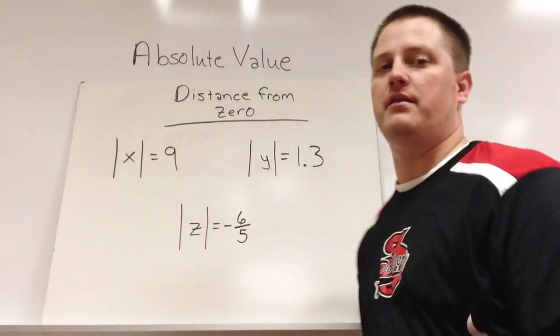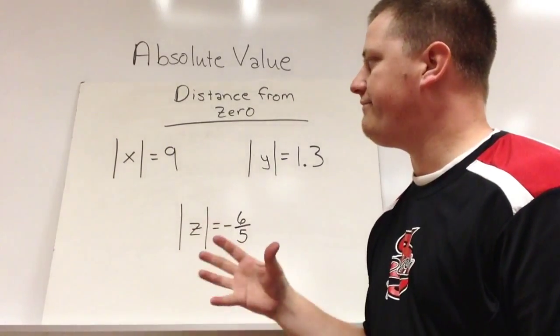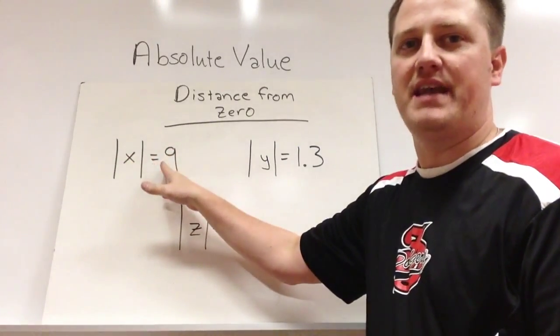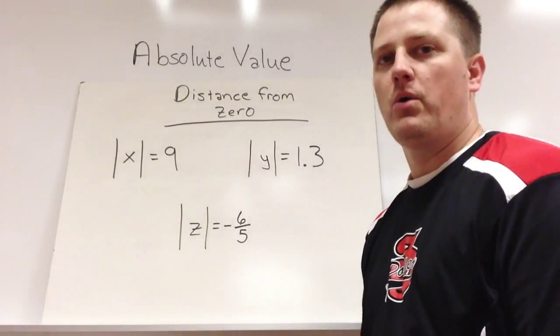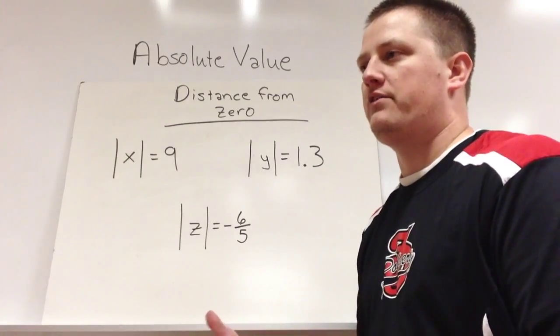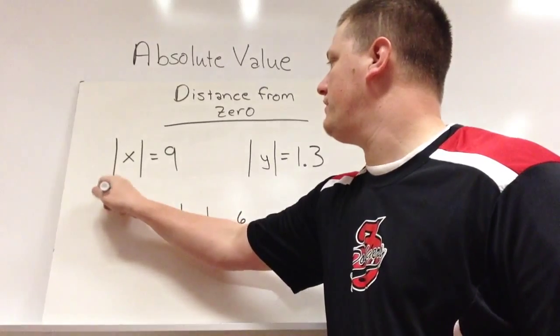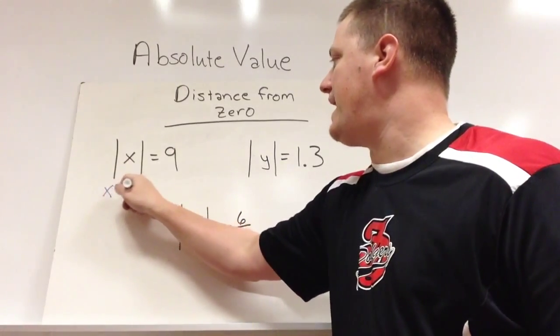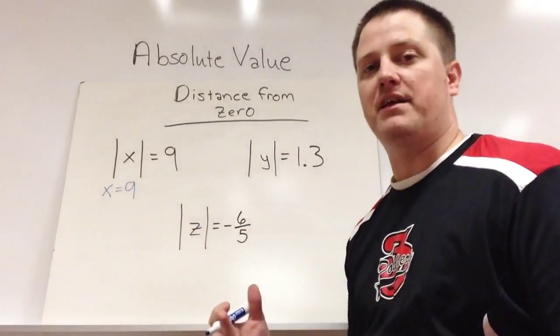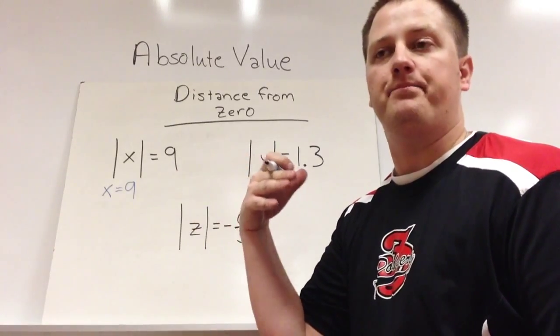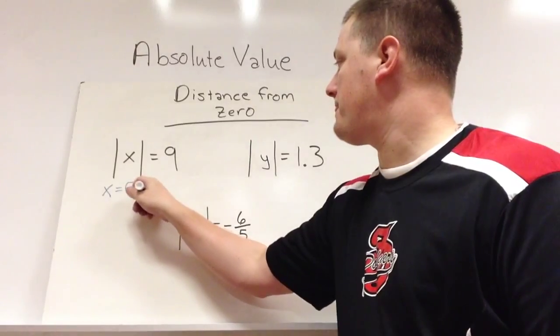So now we want to take this a little bit more abstract. We want to figure out, okay, what number or numbers have a distance of 9 from 0? Well, the obvious thing is 9 is 9 from 0. So x can be 9. The less obvious one is -9 is also 9 from 0.